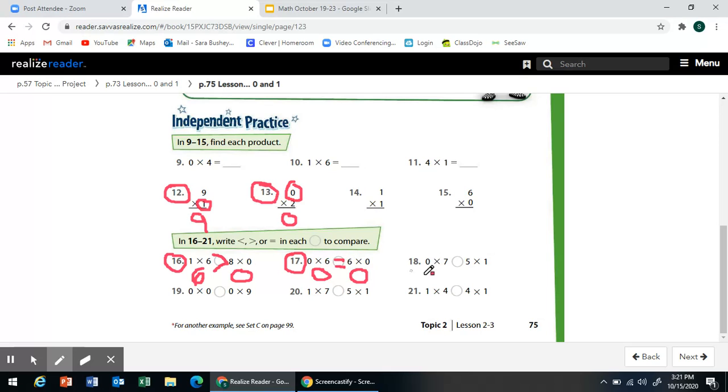There we go. So now what I'd like you to do on your own, you are going to go ahead and answer 18 and 19 independently. I'm going to give you about 1 minute to do that. Go ahead. 30 seconds.